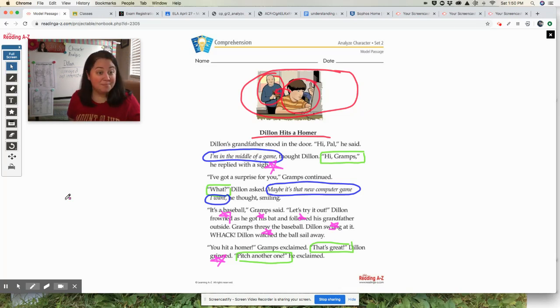But what happened at the end of the story? At the end of the story, he got his baseball bat. He was grinning. He swung at it. He hit a home run. So by the end of the story, Dylan was happy. He was interested. He was having a good time.